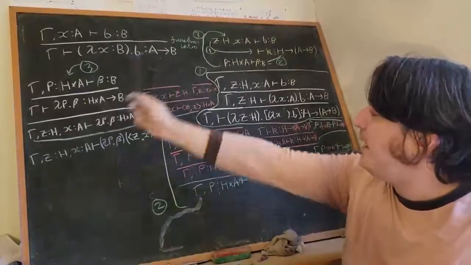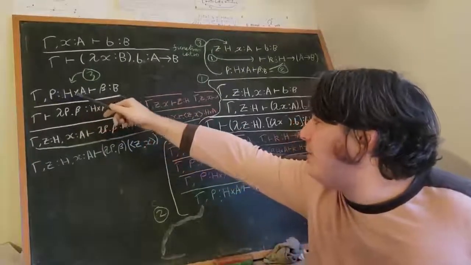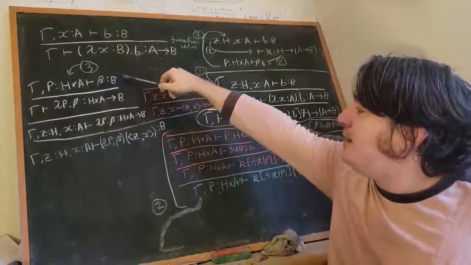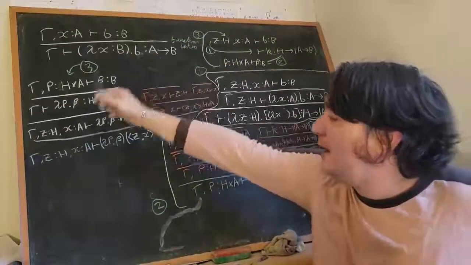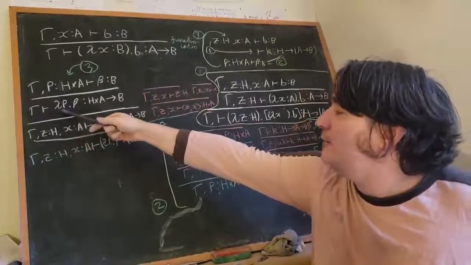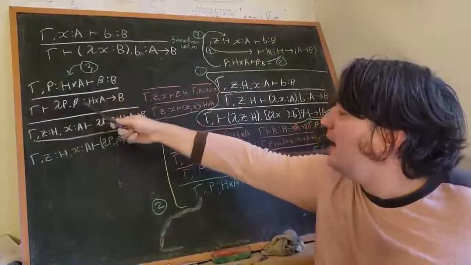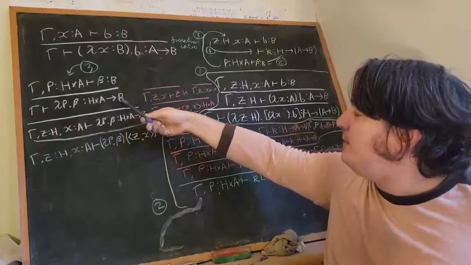So we're assuming now that in our context gamma with a variable P of type H times A, we have this term beta of type B. Now, using function introduction, we can get that in this context gamma, we have this function that's ready to take in a value P of type H times A and return a value of B.